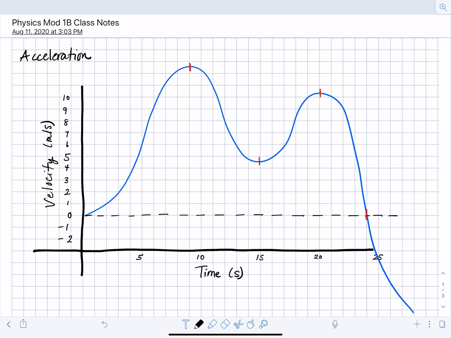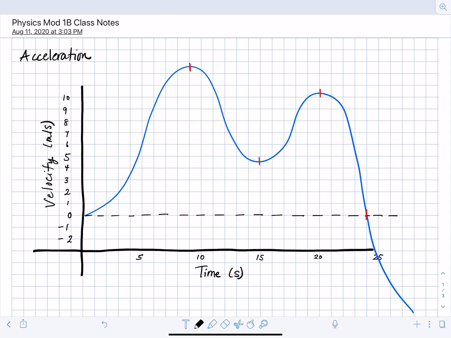Now, there are some key intervals we have to look at when we are trying to discern both the value, positive and negative, of velocity and the value, positive and negative, of acceleration. So in this scenario, looking at this graph, how do we know whether the velocity is positive or negative? I have drawn a dotted line.